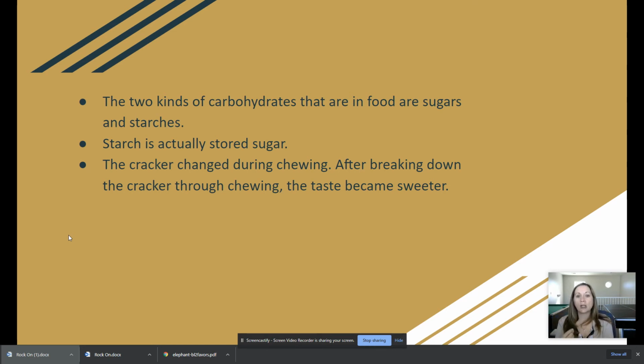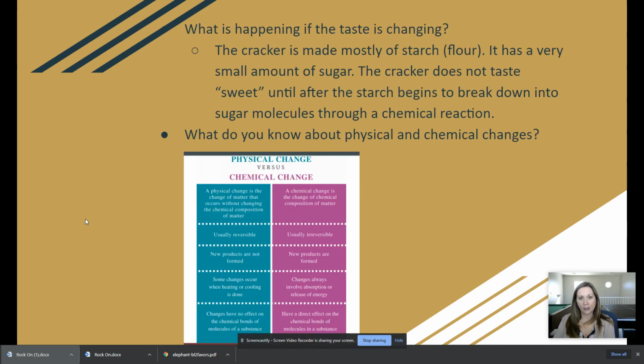The cracker changed while you were chewing because after breaking down the cracker through chewing, the taste became sweeter. And I hope you guys were able to taste that. I know it's hard to chew for that long. So what is happening if the taste is changing? The cracker is made mostly of starch, which is flour. It has a very small amount of sugar, and the cracker does not taste sweet until after the starch begins to break down into sugar molecules through a chemical reaction.